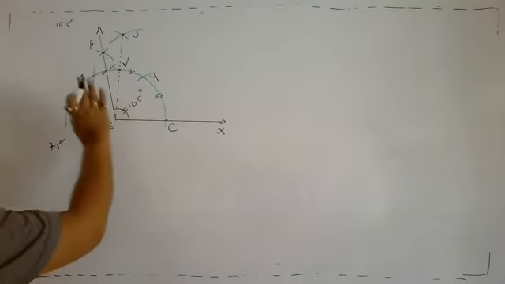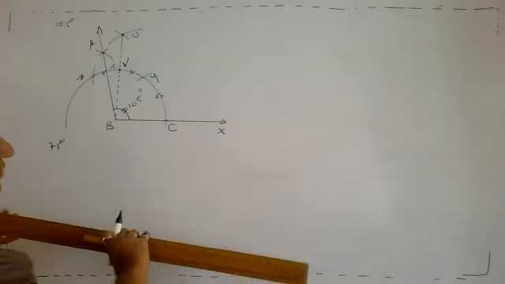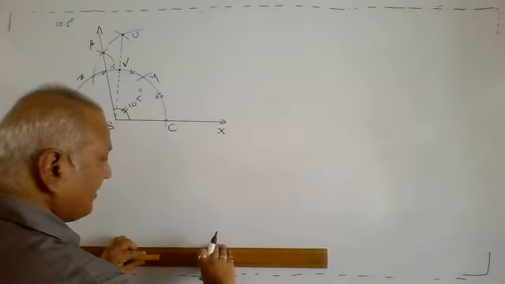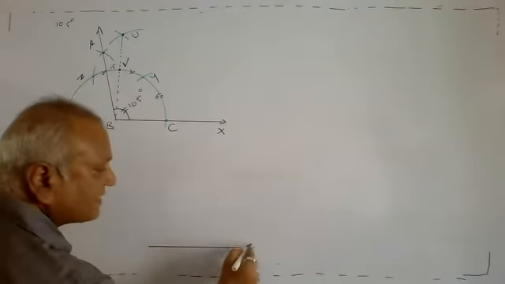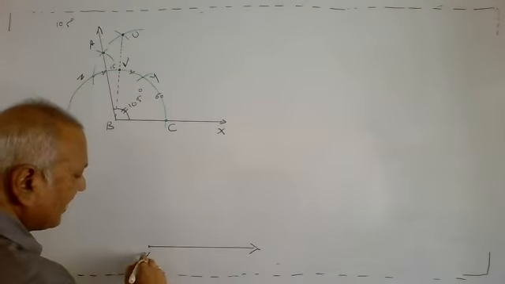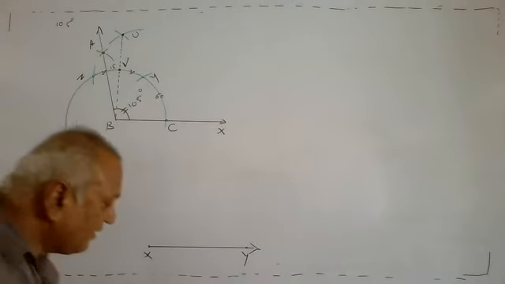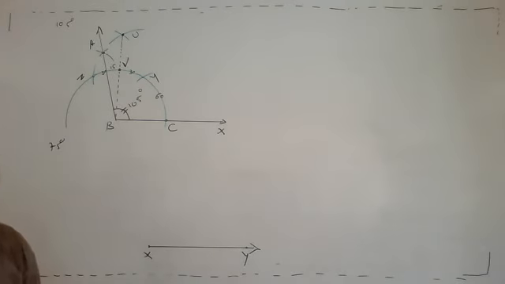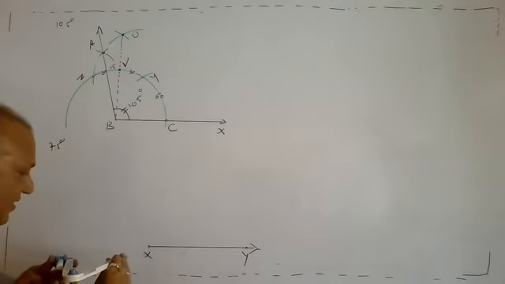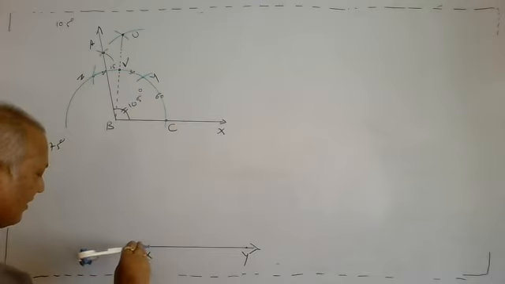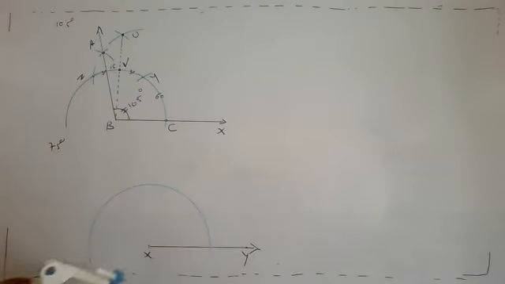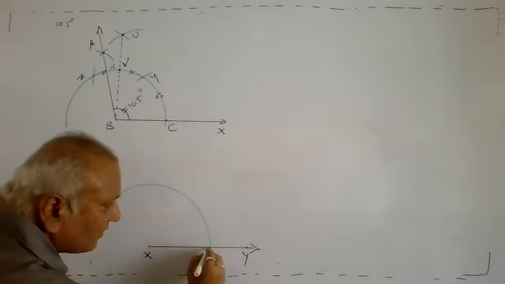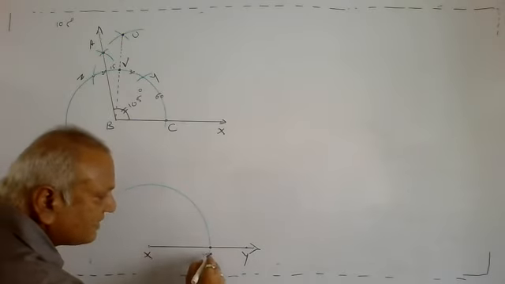Now friends, with the same kind of construction, we will draw 75 degree. For that, first we have to draw the baseline. It is X and Y. Now from X, we have to draw a semicircle arc. Where the arc and line meet, it is A.